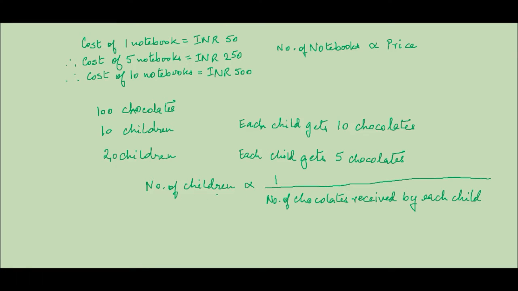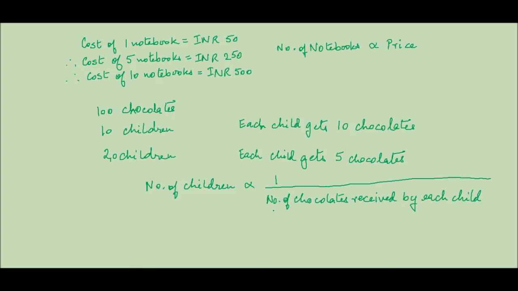Number of children is inversely proportional to the number of chocolates received by each child. If number of children increases, number of chocolates received by each child will decrease. And if number of children decreases, number of chocolates received by each child will increase. If one of the two parameters increases, the other one will decrease, and vice versa. This is a case of inverse variation.